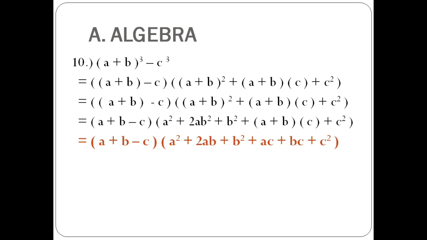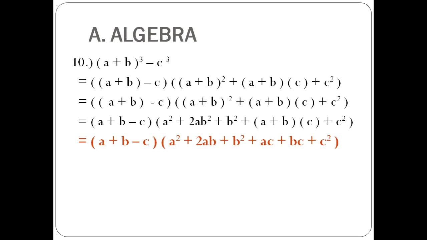Next, given is a plus b raised to the power of 3 minus c raised to the power of 3. So we're going to use the formula a cube minus b cube is equal to a minus b and a squared plus ab plus b squared. Factor the expression. So the a is the a plus b cube, right? And the b is the negative c cube.